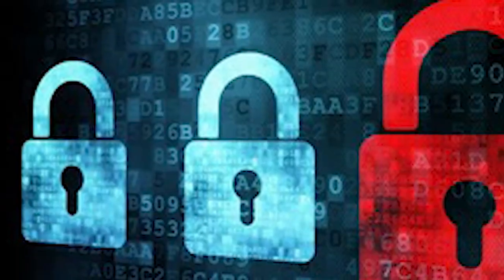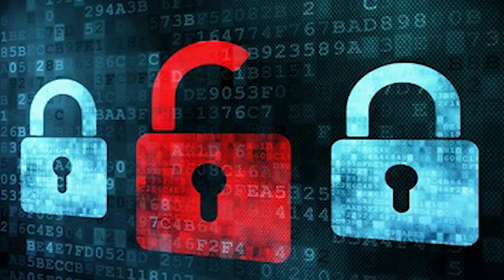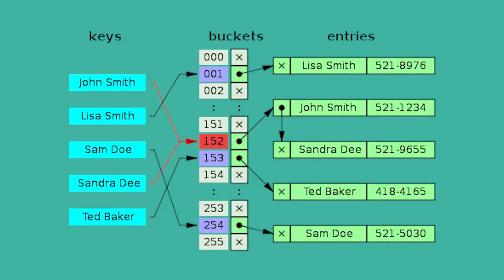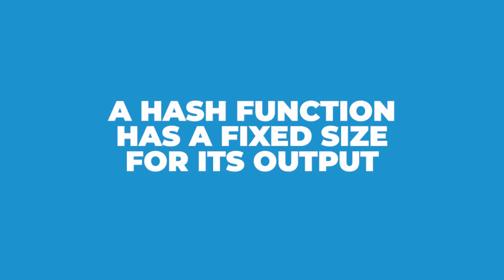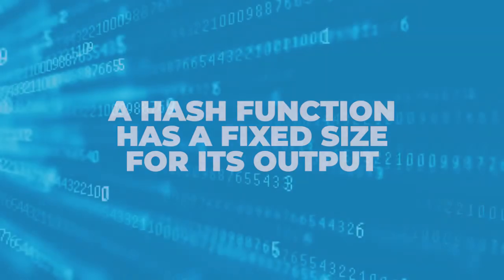Now, what is the problem then? We mentioned earlier that a possible vulnerability of cybersecurity is through hash collisions. It is important to know that a hash function has a fixed size for its output. No matter how long or short our input is, it will always be a fixed size when converted, whether it has a length of 32 bits, 64 bits, 128 bits, and so on, depending on the algorithm used.